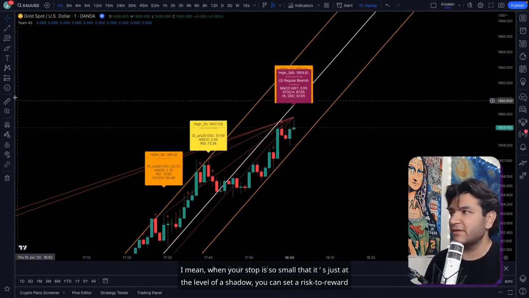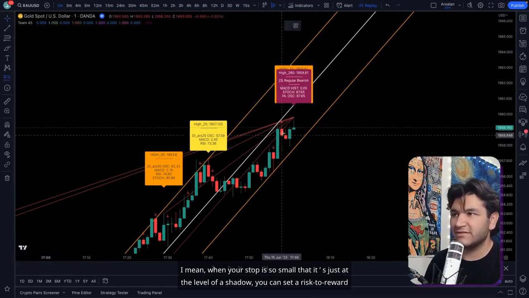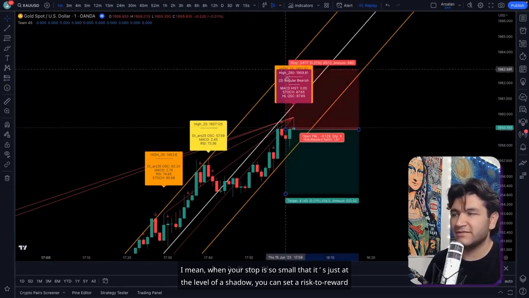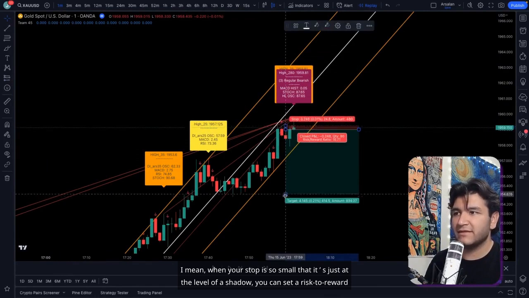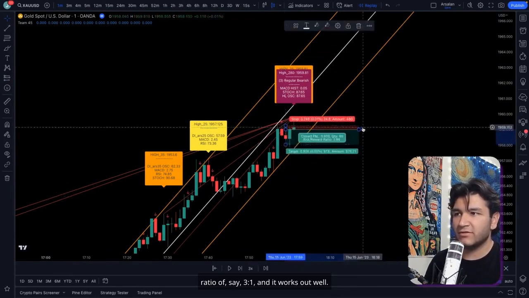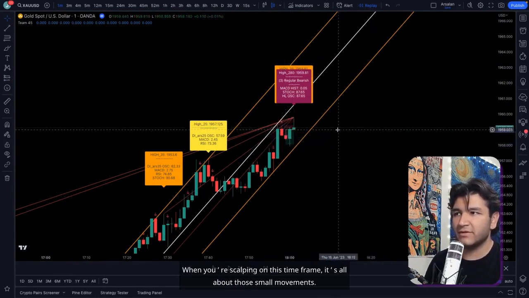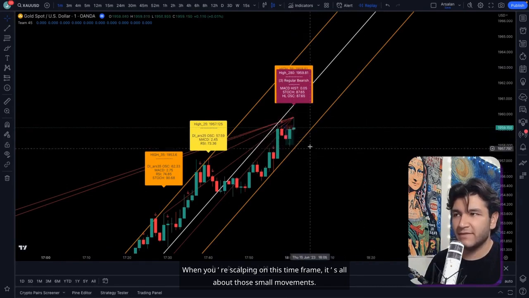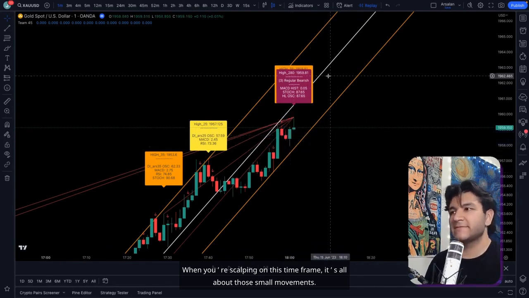When your stop is so small that it's just at the level of a shadow, you can set a risk to reward ratio of, say, 3-to-1, and it works out well. Right. When you're scalping on this time frame, it's all about those small movements.